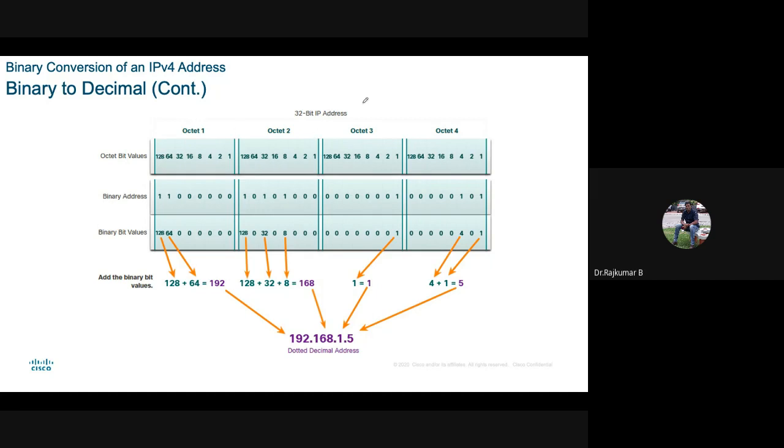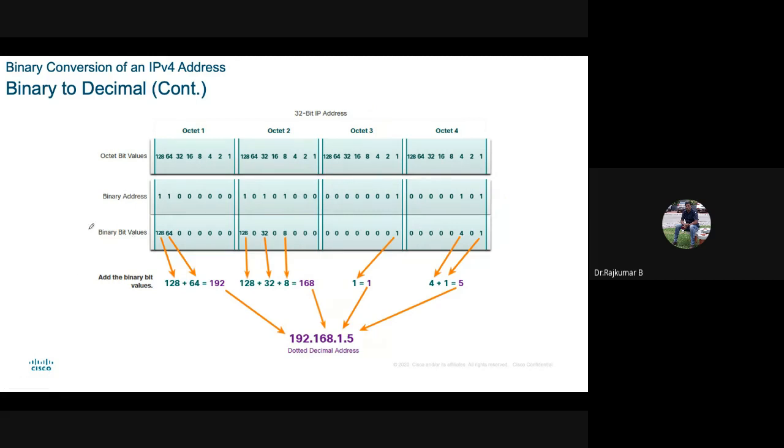So in our IP address, how many bits are there? Total 32 bits. These 32 bits are divided into octet 1, octet 2, octet 3, and octet 4, meaning four groups of 8 bits. Their bit positions start from right to left, right? And if a 32-bit IPv4 binary address is given like this, then the human being needs to convert this binary value into a decimal value.